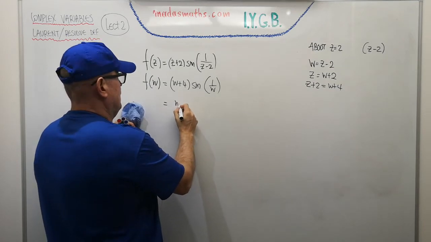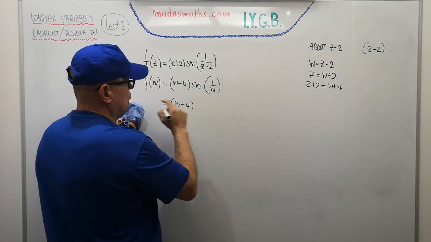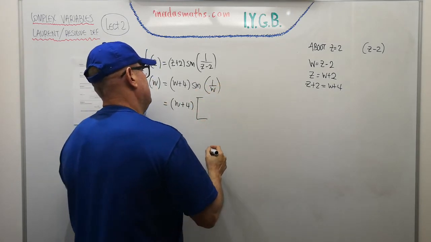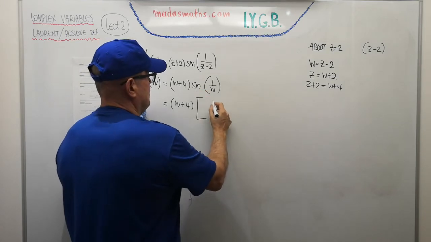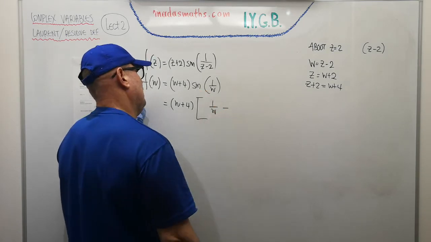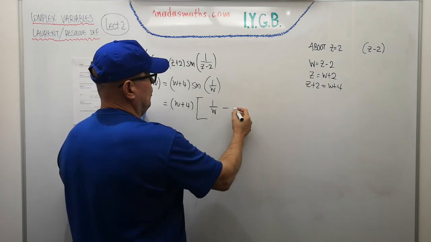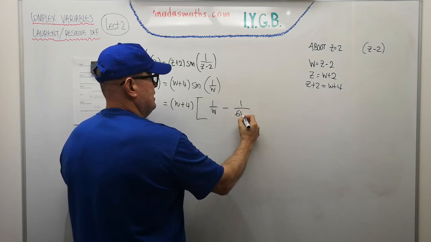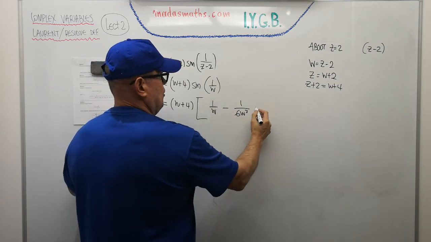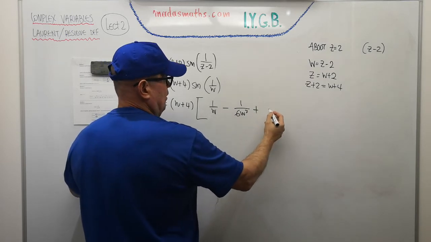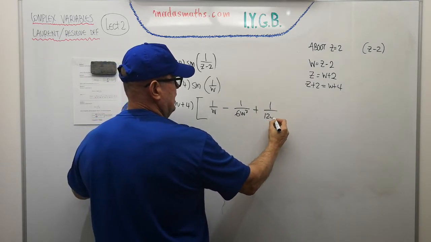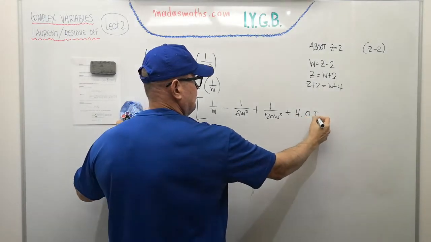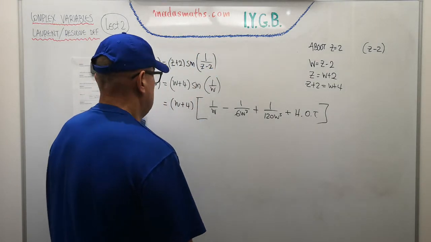This is going to be W plus 4. The standard expansion for the sine of something is going to be square bracket x, so that's 1 over W, minus x cubed over 3 factorial, so it's going to be 1 over 6 W cubed, and then it goes plus x to the 5 over 5 factorial, so 1 over 120 W to the power of 5, plus higher order terms. Okay, and now I need to tidy this up.